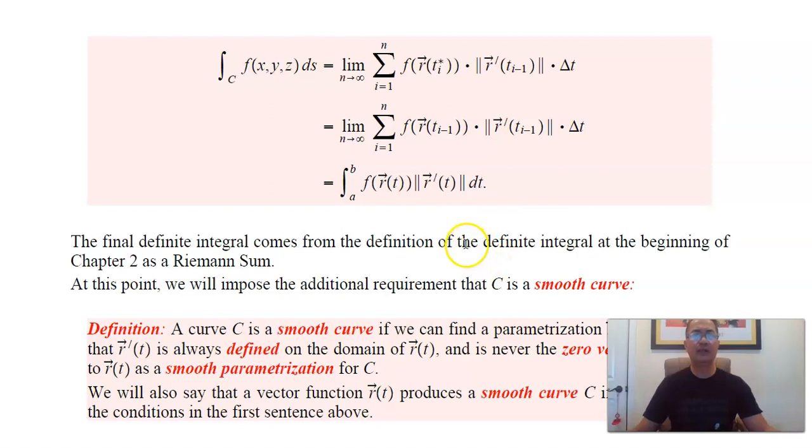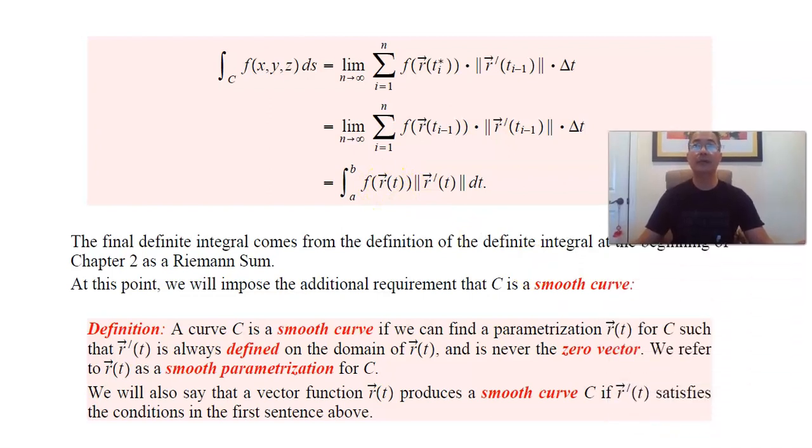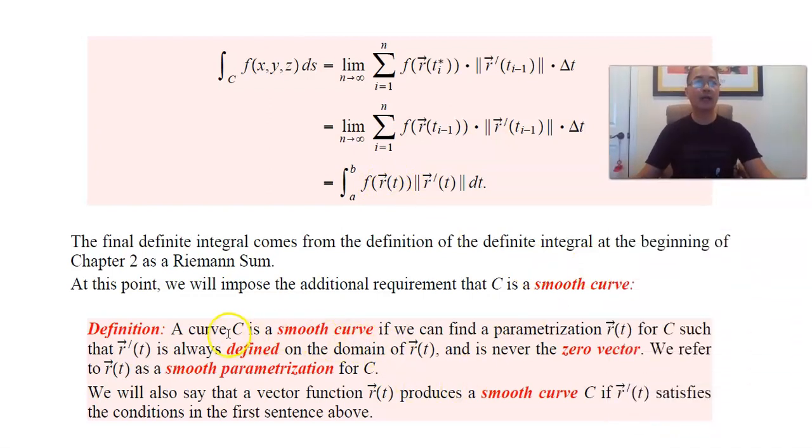Okay, so before we actually do an example and compute a contour integral, we are going to restrict the kind of curves that we will integrate on. Now why is that necessary? It's because of this pesky thing, this magnitude of r prime of t. We don't want that magnitude to be 0, otherwise the function gets killed. So we want the function to survive, right? So what we're going to do is we want our curves C to be what are called smooth curves.